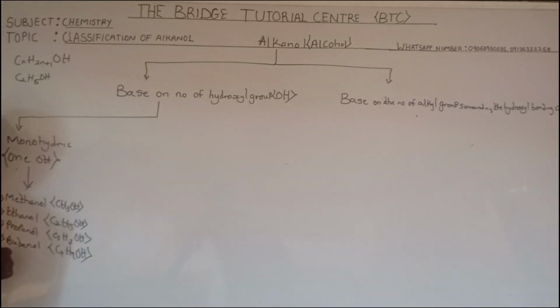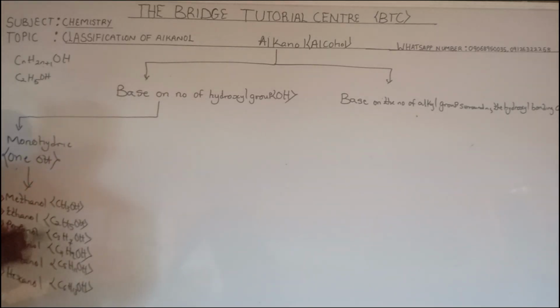So we have the next one, which is pentanol. To add CH2 again, C5H11OH. The next one is hexanol. Hexanol will be C6, add H2, H13OH. So that's all until we get to decanol.